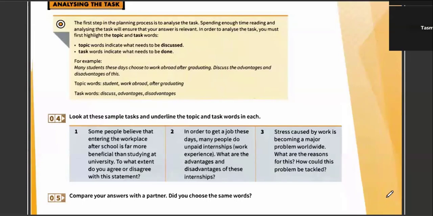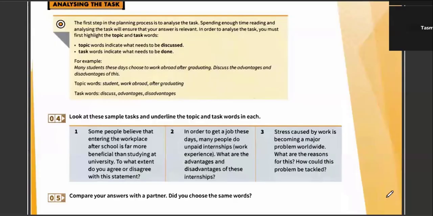Many students these days choose to work abroad after graduating. This part is the topic. You will be talking about students working abroad after graduating. And what is the task? What do you have to do? You have to discuss the advantages and disadvantages of this. So the topic is given and the task is what you should do. So the topic words are student, work abroad, after graduating.